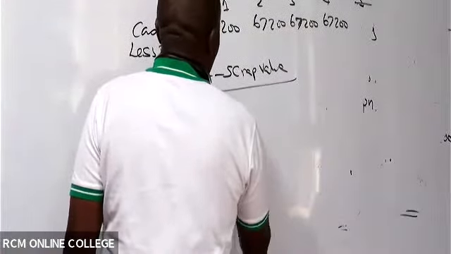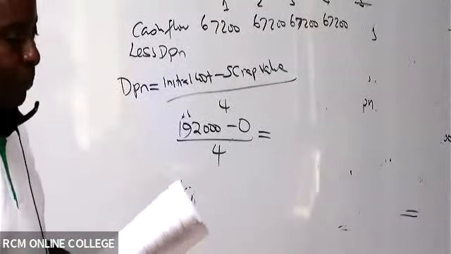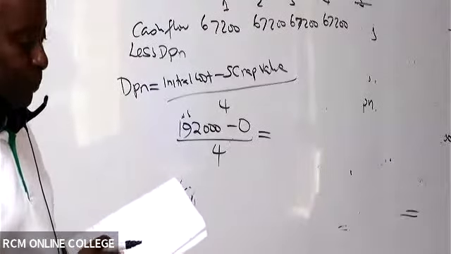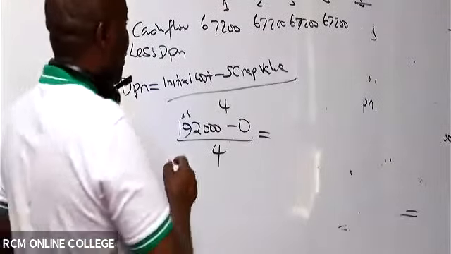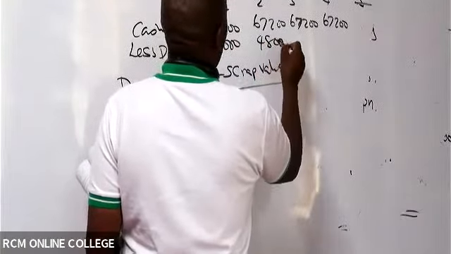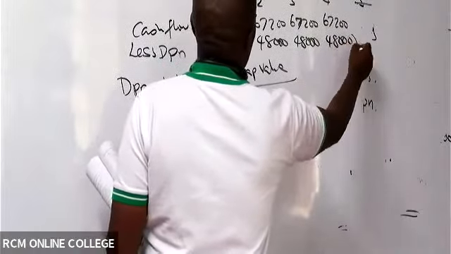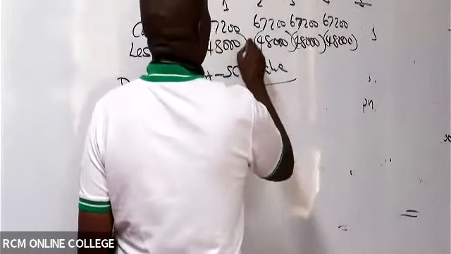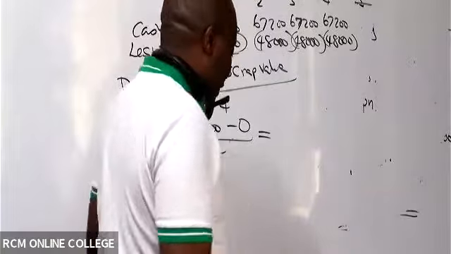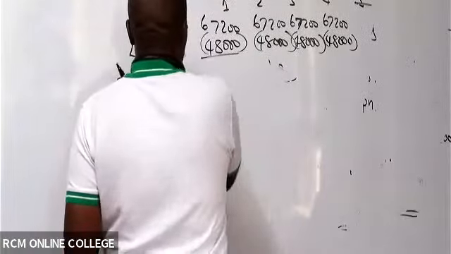So divided by 4, at the end of the day we shall end up getting what figure? 48K, isn't it? So we have 48,000 for each year. Then you deduct this for you to be able to give us our profit.